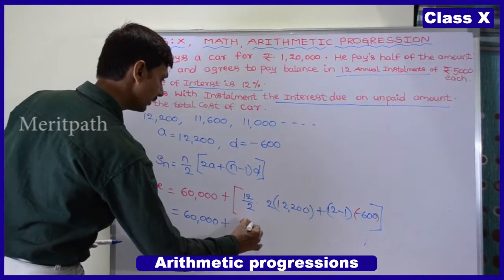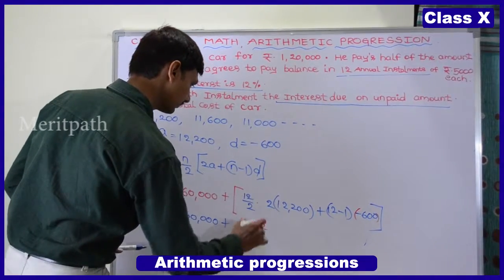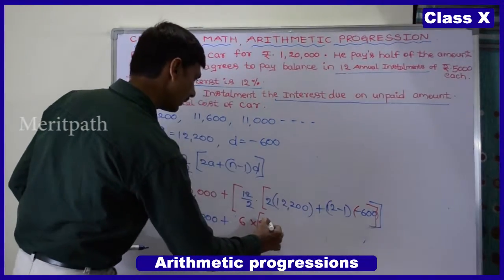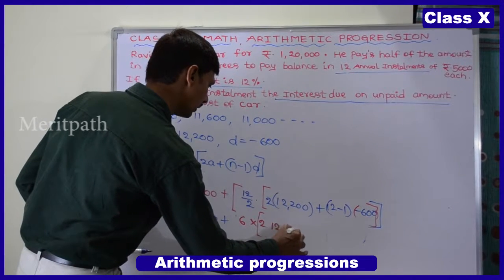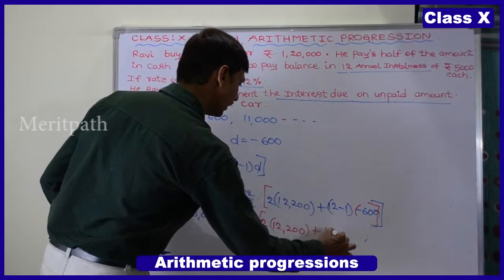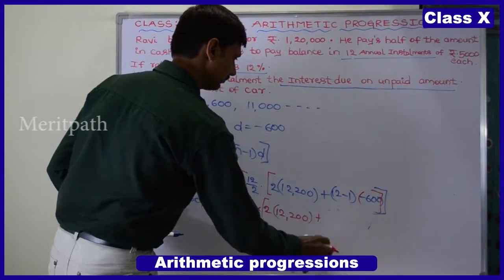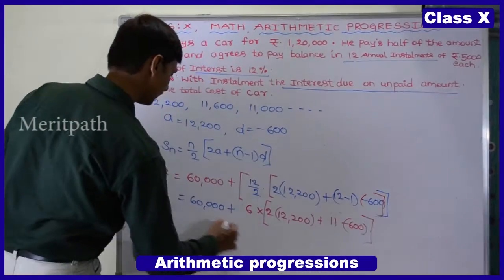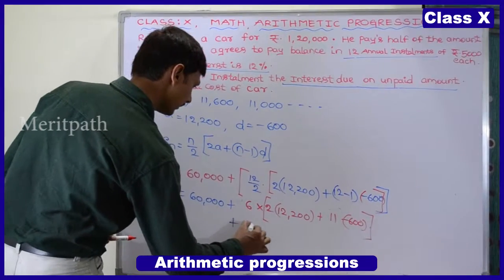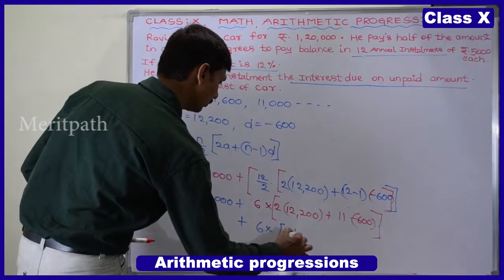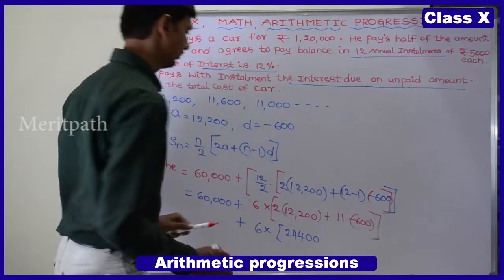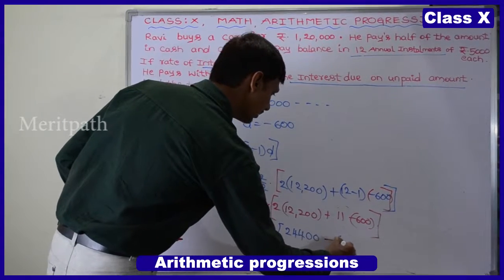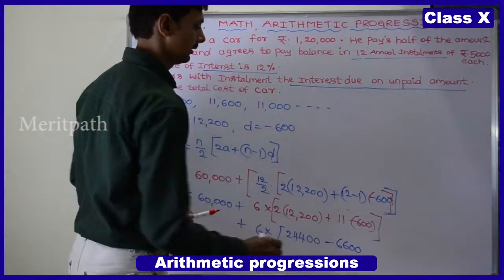So 12 by 2 is 6, into 2 into 12,200 plus 12 minus 1 is 11 into minus 600. After simplification of this, 6 into 244 and 00, 24,400 minus 6,600.